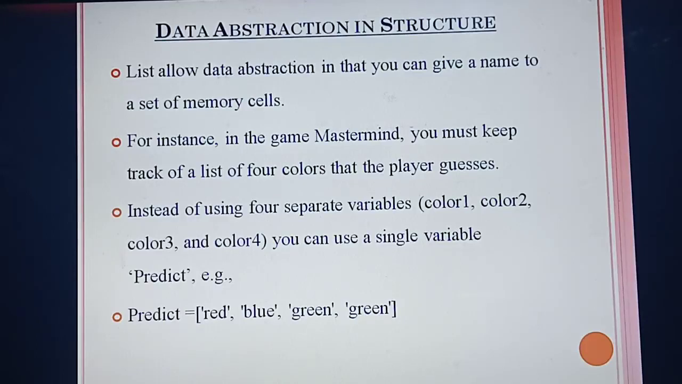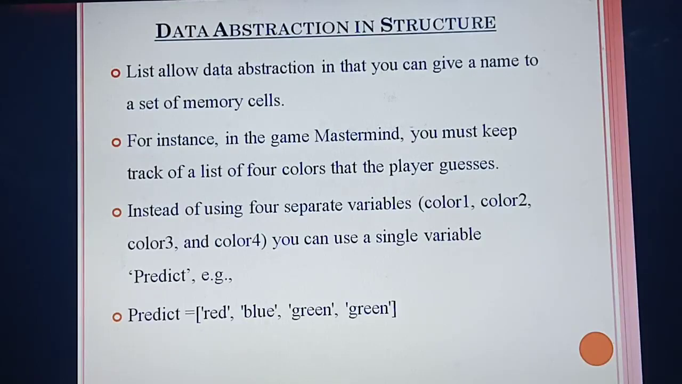Color. So instead of giving four different names for those colors, for example color 1, color 2, color 3, color 4, you are giving a common name. In this example, instead of giving four names, they are giving one common name. What's the common name? Predict. See the last line, what they have given? Predict equal to, inside the square bracket. Square bracket means which one? List or tuple? List, isn't it? Inside the square bracket they have given red comma, blue comma, green.